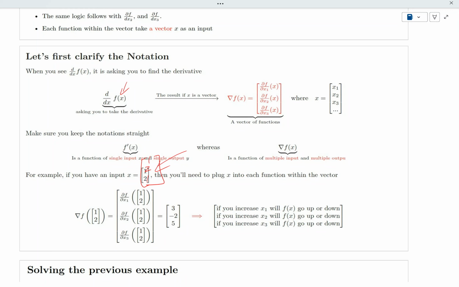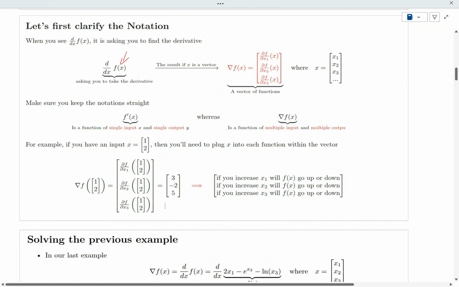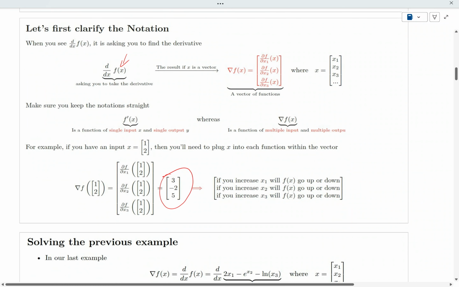Anyways, so it's saying that if you, at the point right now 1, 2, 1, were to increase the first one, then it's telling you that your function will go up. If you were to increase the second one, it's telling you the function will go down. If you were to increase the third one, it's telling you that the function will go up again. So basically, the derivative information tells you that at the current point, if you were to increase each dimension, is the function going to go up or down?